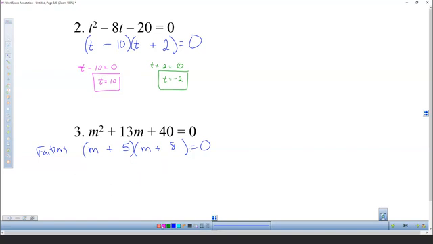Now, I am going to take each of those factors and I am going to set them equal to 0 in order to solve for m. So each of these factors set equal to 0.